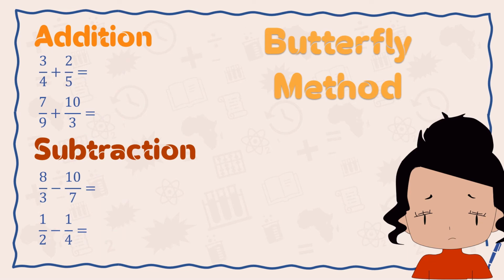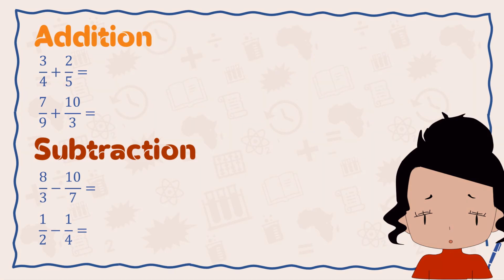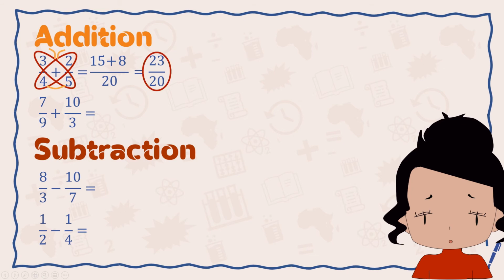Now let's move on to the addition and subtraction of dissimilar fractions. So for dissimilar fractions, we're just going to remember the butterfly method. By solving these problems, you'll get the idea of how butterfly method works. So for the first example, we're going to multiply 3 and 5, which give us 15, then add it to the product of 2 and 4, which give us 8, all over the product of 4 and 5, which give us 20. So 15 plus 8 is equal to 23/20. So that's our final answer.